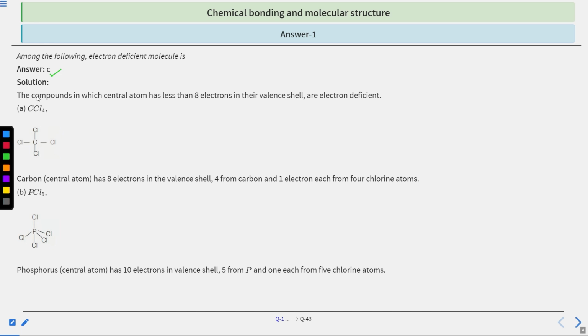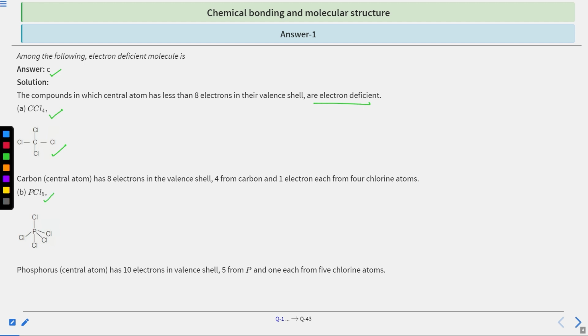So how? Let's see. The compounds in which the central atom has less than 8 electrons in their valence shell are electron deficient. So in option A, CCl4 is given. This is the structure of CCl4 and carbon is the central atom here, which has 8 electrons in the valence shell: 4 from carbon and 1 electron each from 4 chlorine atoms. So it is not electron deficient.